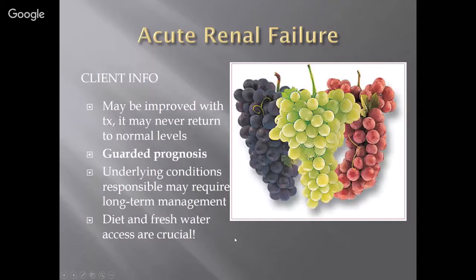Client info, things you need to tell the client. You may see improvement with treatment, but they usually never get back to normal levels. We do have a guarded prognosis. It really depends on how quickly we can start treating them. There may be some underlying conditions that are responsible for this, and those may require long-term management. Diet and freshwater access from here on out are crucial. Grapes, I have these up here because they do cause acute renal failure. Other things that cause acute renal failure, toxicity-wise, would be onions and ibuprofen or high levels of Tylenol.